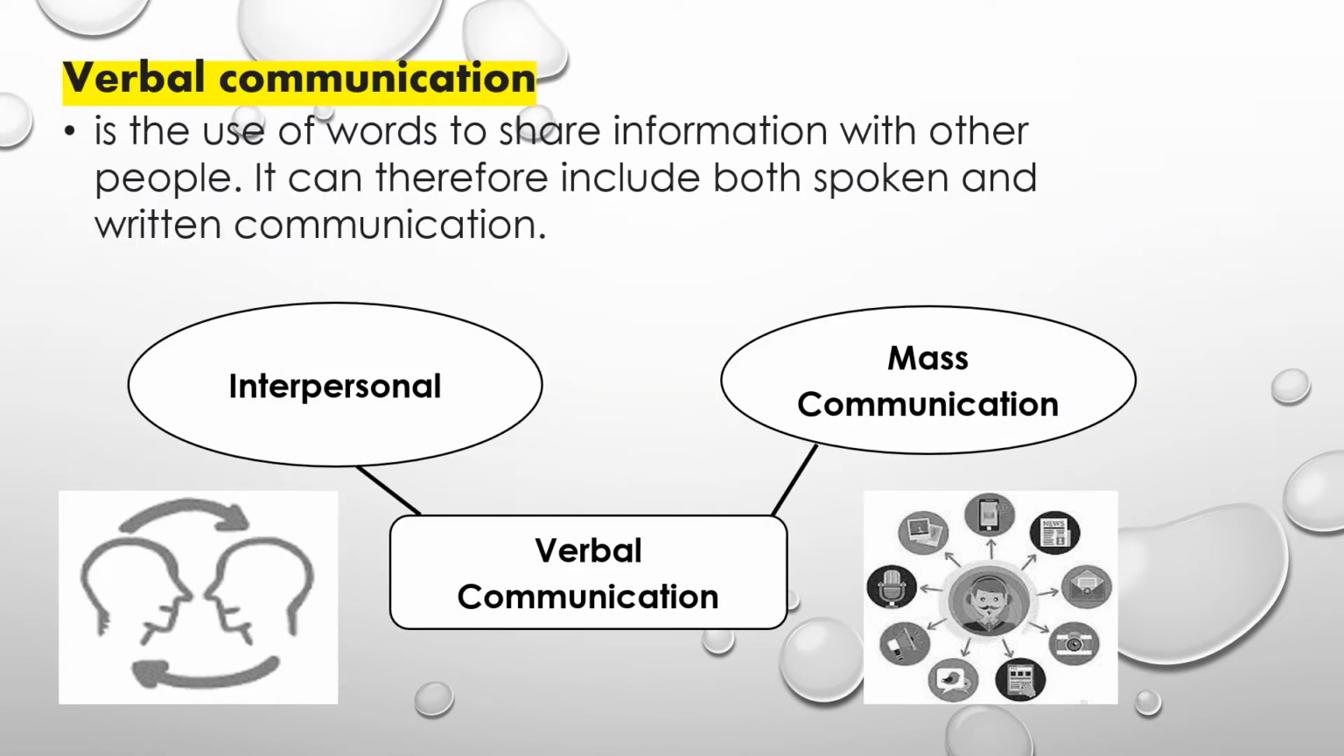So, communication has two types. We have verbal communication and nonverbal communication. Let's define what verbal communication is. This is the use of words to share information with other people. It can therefore include both spoken and written communication. So, it has its types as well: interpersonal and mass communication.